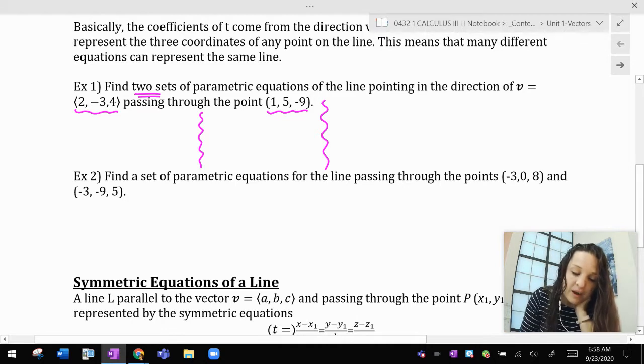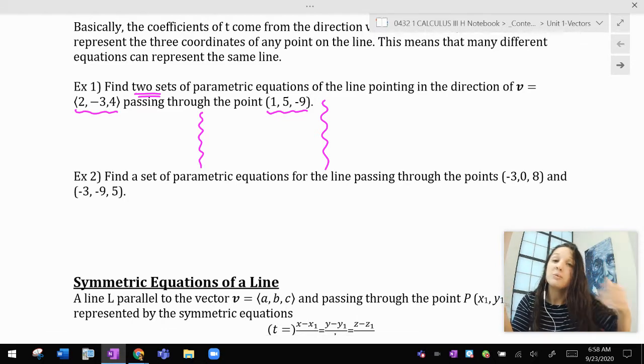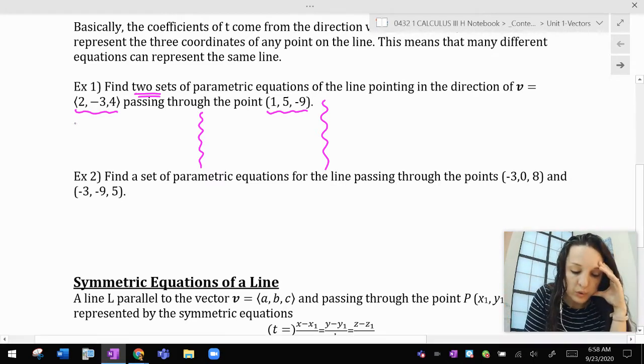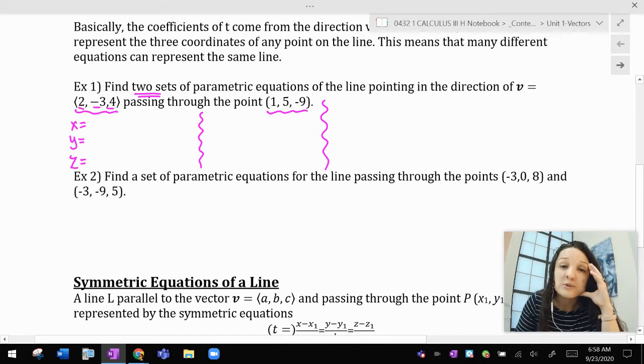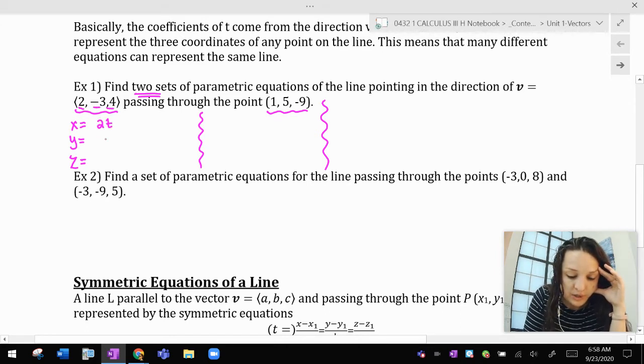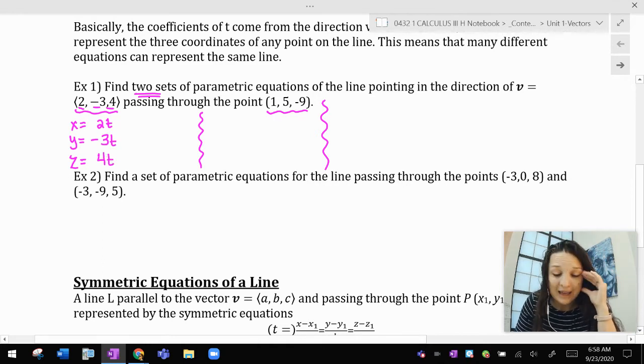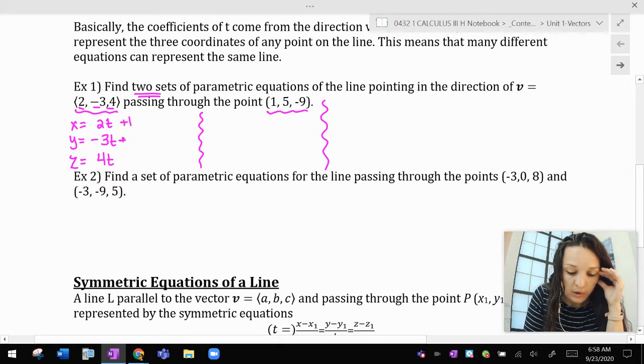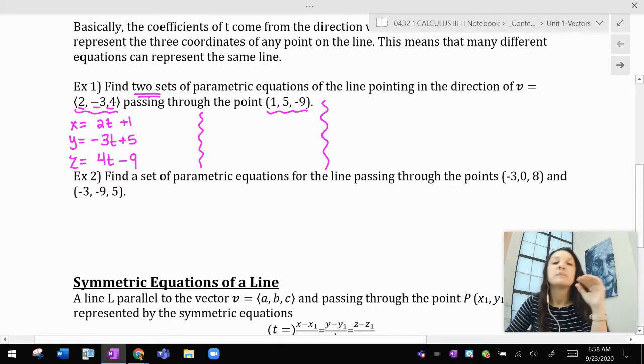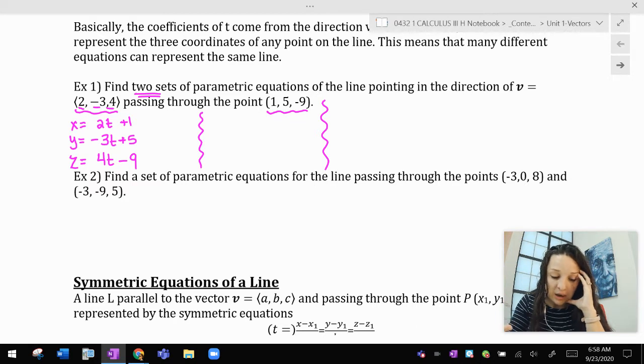For the first set, I'm going to do the easy way out. I'm going to use the direction vector and the point that they give me and write a parametric equation. x equals, y equals, z equals. The vector creates the coefficient of t, so 2t, negative 3t, 4t, and then the point just gets added on to the end: plus 1, plus 5, minus 9. There is one set of parametric equations for this line. Hooray, done. Then it says, give me another set.